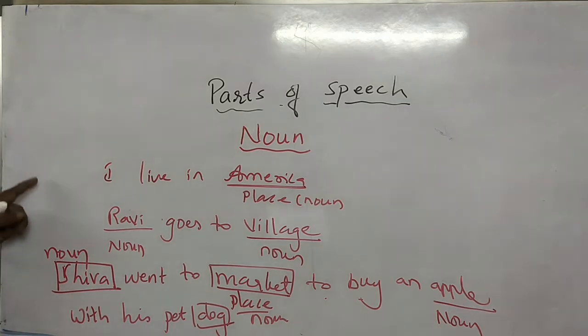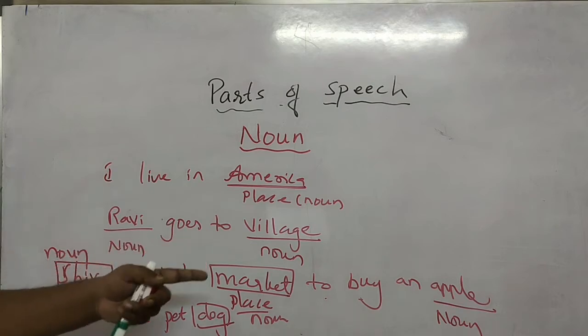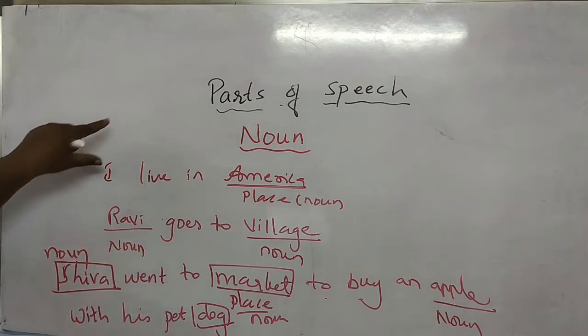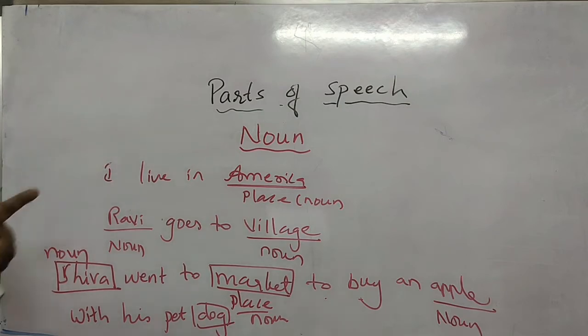So these are the different nouns. The name of a person, place, thing, or animal, all of these come under nouns. They can be denoted by nouns. We'll see one more example like this.